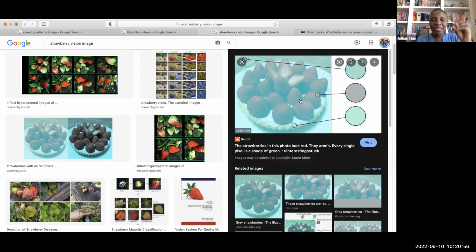So the actual strawberries have some quality that communicates a color. But the picture of the strawberries does not have all the same information that the strawberry itself has. But our brains are very good at making it fit with the expectation.